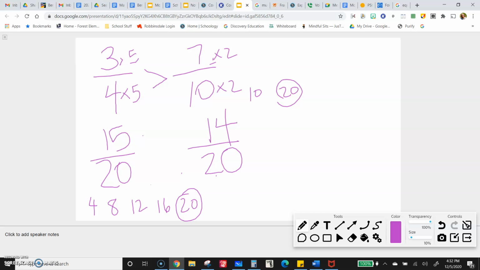Let me show you another example of that. I also want to point out that, look, 7/10 was not bigger. Even though 7 and 10 are bigger, 3/4 was actually the bigger fraction. It was more of the candy bar or the pizza.